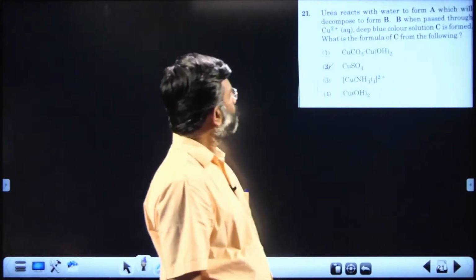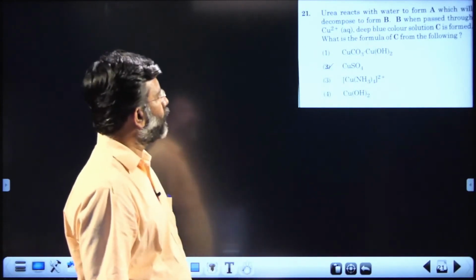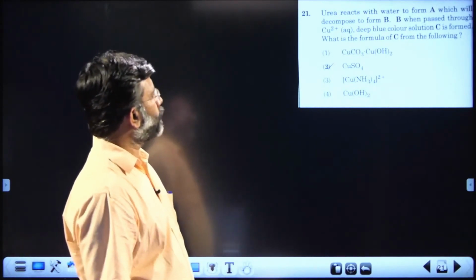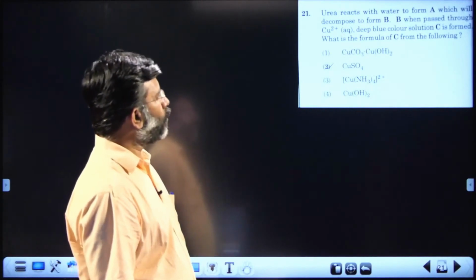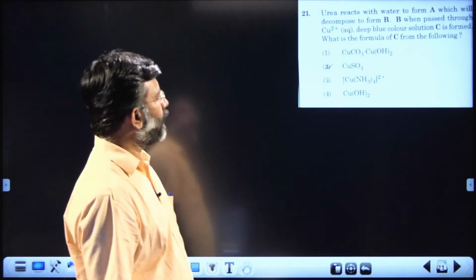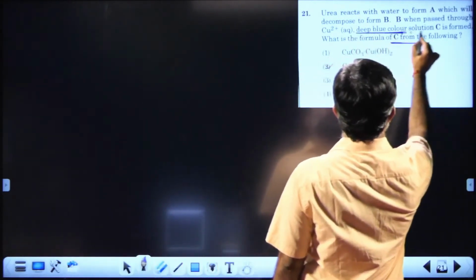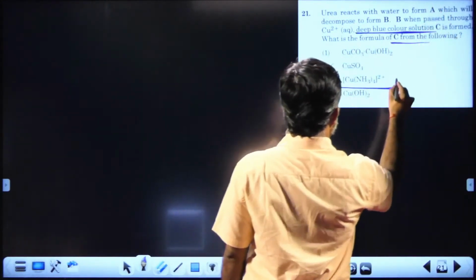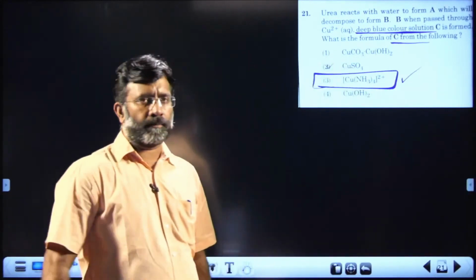21st question. Urea reacts with water to form A, which will decompose to form B. B when passed through aqueous Cu2+ gives a deep blue colored solution C. What is the formula of C? Giving a deep blue color, it is the cuprammonium complex. Third choice is the correct one.